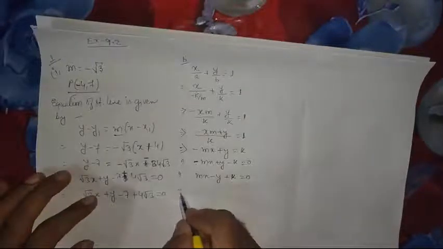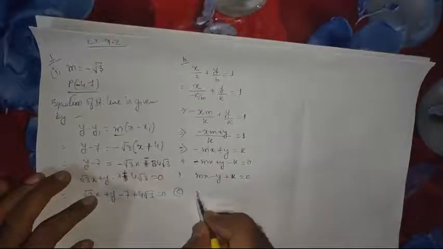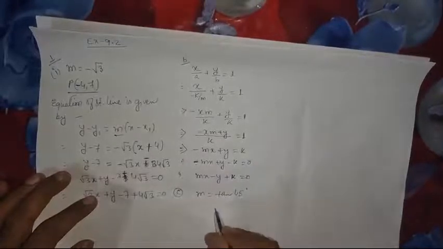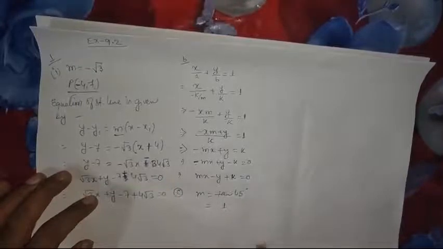For number C, I'm just trying to show you. What is m? m is equal to tan theta, which means tan of 45, and that is 1. It is given like this, right?